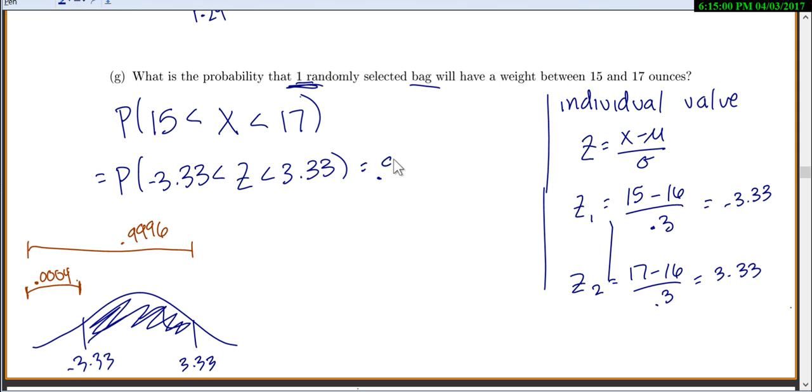So 0.9996 minus 0.0004 gives me 0.9992. So we have about a 99.9% chance that the one bag is going to be in between 15 and 17 ounces.